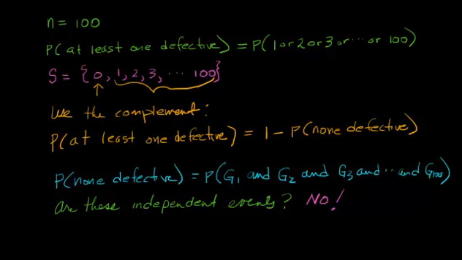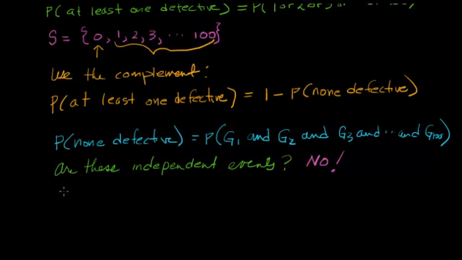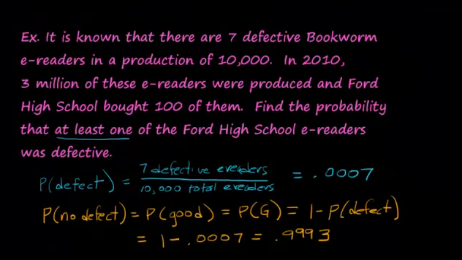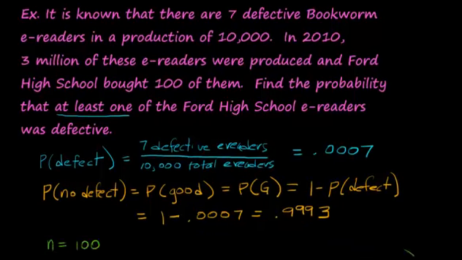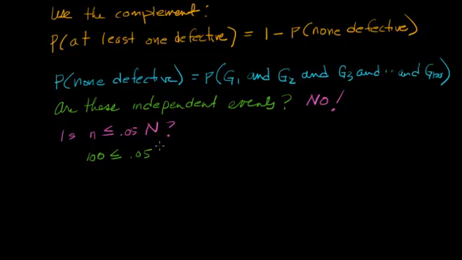So let's test the rule that says we want to find out, is our sample size less than or equal to 5% of the population size? Okay? So what we're saying is, remember, there were 100 in our sample. The school bought 100 e-readers. Is that less than or equal to 0.05 times... Now, what was the population? This was a sample out of how many? It says 3 million were produced, and Ford High School bought 100 of them. So the population was 3 million.